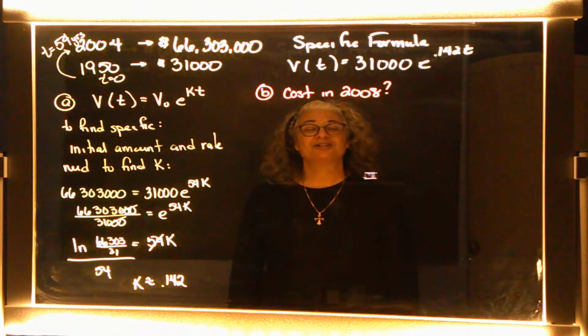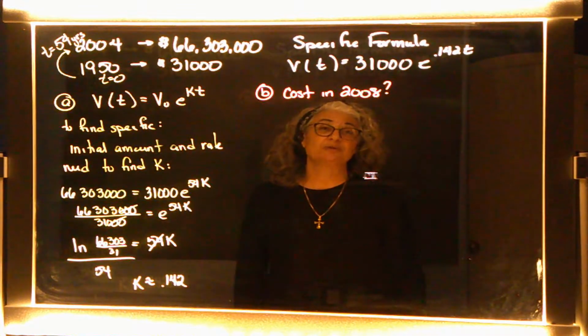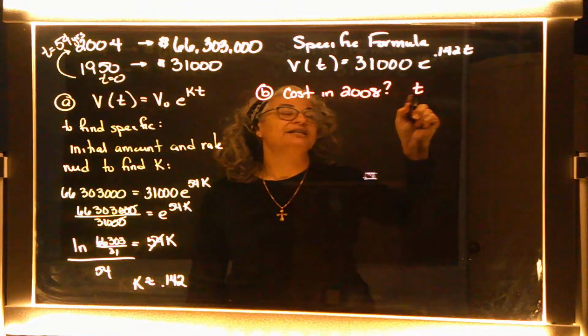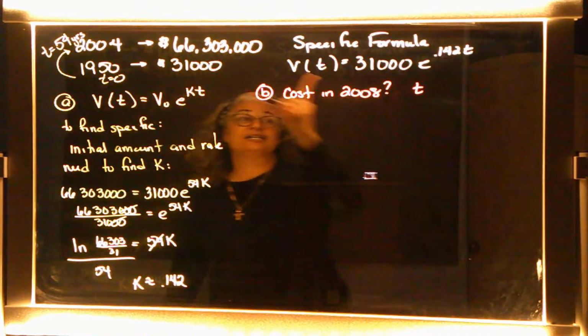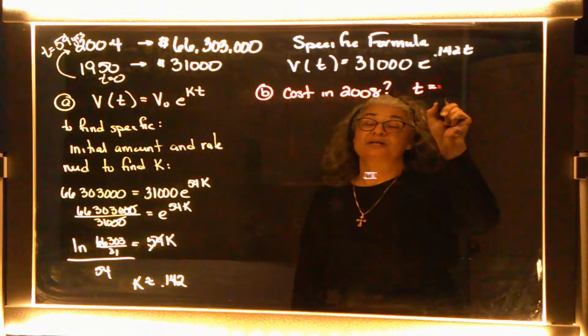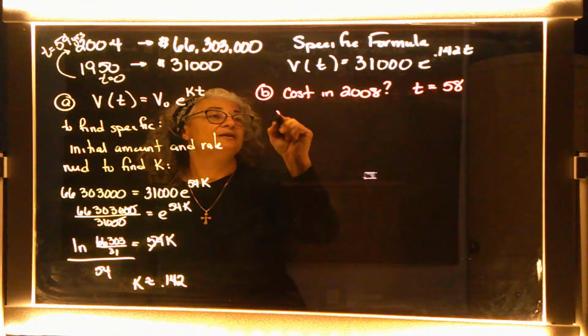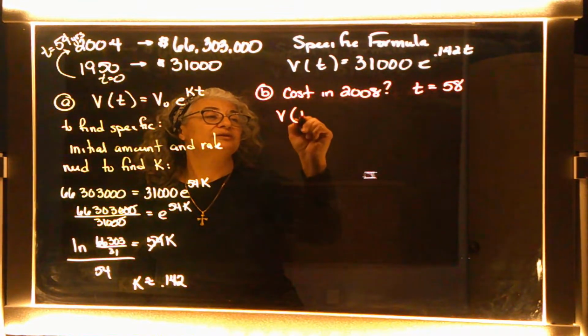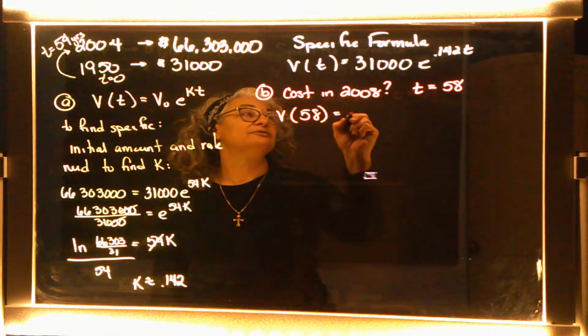How do you think you're going to find the cost in 2008? Yeah, you're like, plug it in. Yeah, plug it in. There's my specific formula. But wait, what's time? Okay, good. The initial time was 1950. That was t equals 0. In 2008, time is going to be what? Good, 58. So, the value after 58 years, or at year 58, shall I say, right?